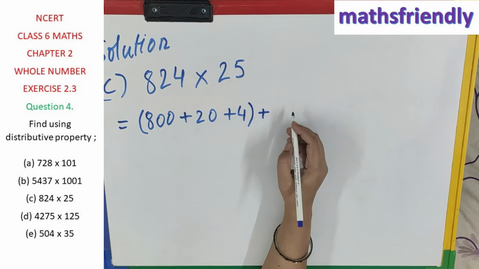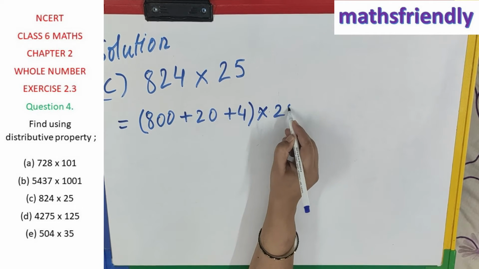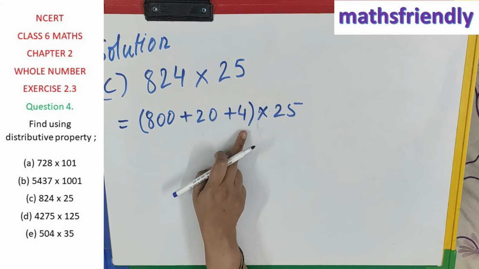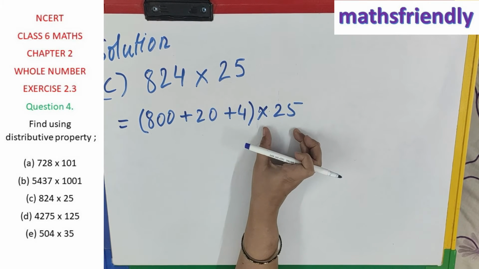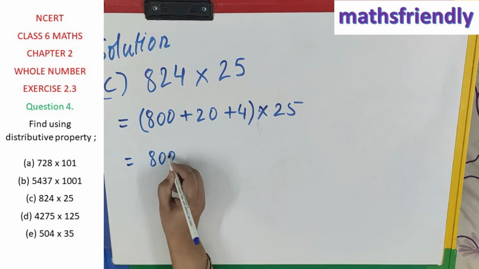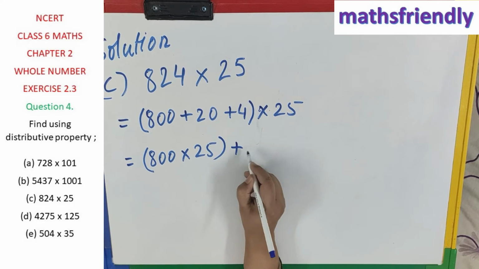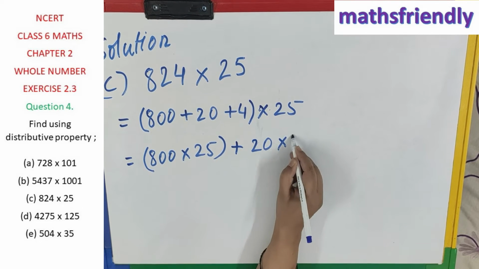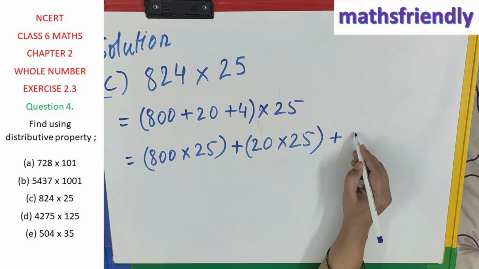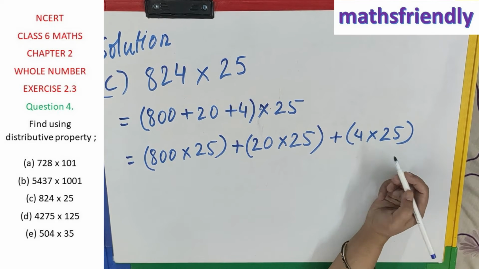Okay, now this multiplication will become easy by using the distributive property. We have distributed the numbers, and this is multiplied by 25. Okay, so 824 is written as 800 plus 20 plus 4, and all of this is multiplied to 25. Now 800 will be multiplied to 25, taken in a bracket. Plus sign is there, so we will give a plus sign. 20 will be multiplied to 25, taken in a bracket. Plus sign is there, so we will write 4 multiplied by 25. And this also will be taken inside the bracket.